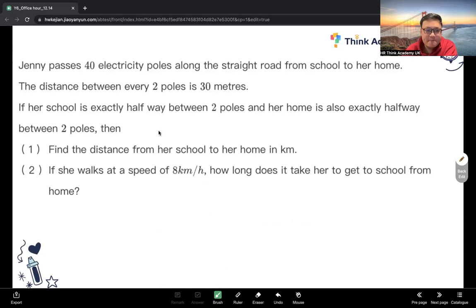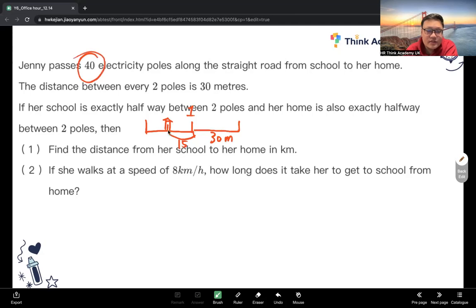How'd you get it? Of course, you can draw a really simple diagram to help you with the analysis. This is 2 poles and this is the home, just halfway. That means the distance between these two will be 30 divided by 2, which is 15. And if she starts from home, this will be the first pole she passes, and this will be 30 meters.